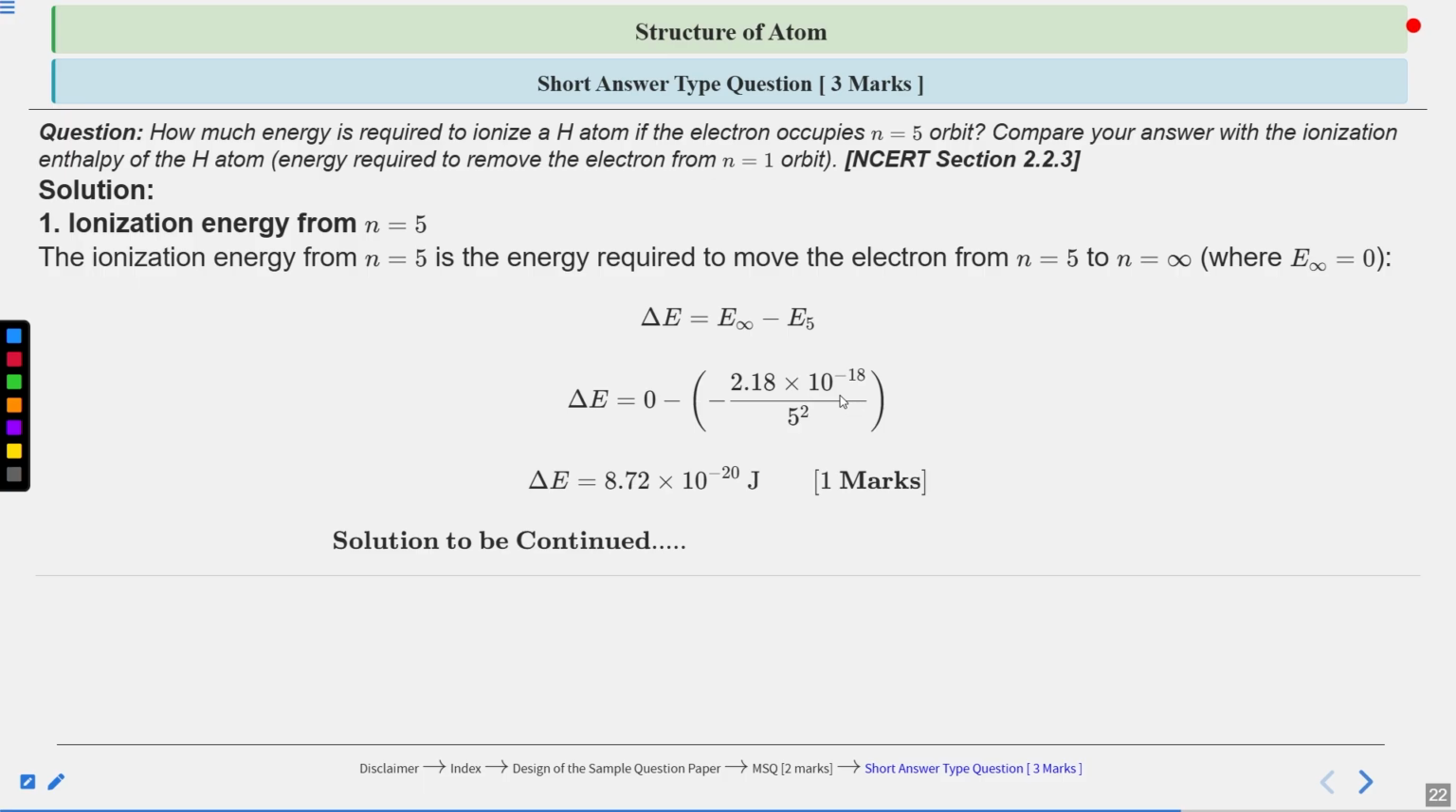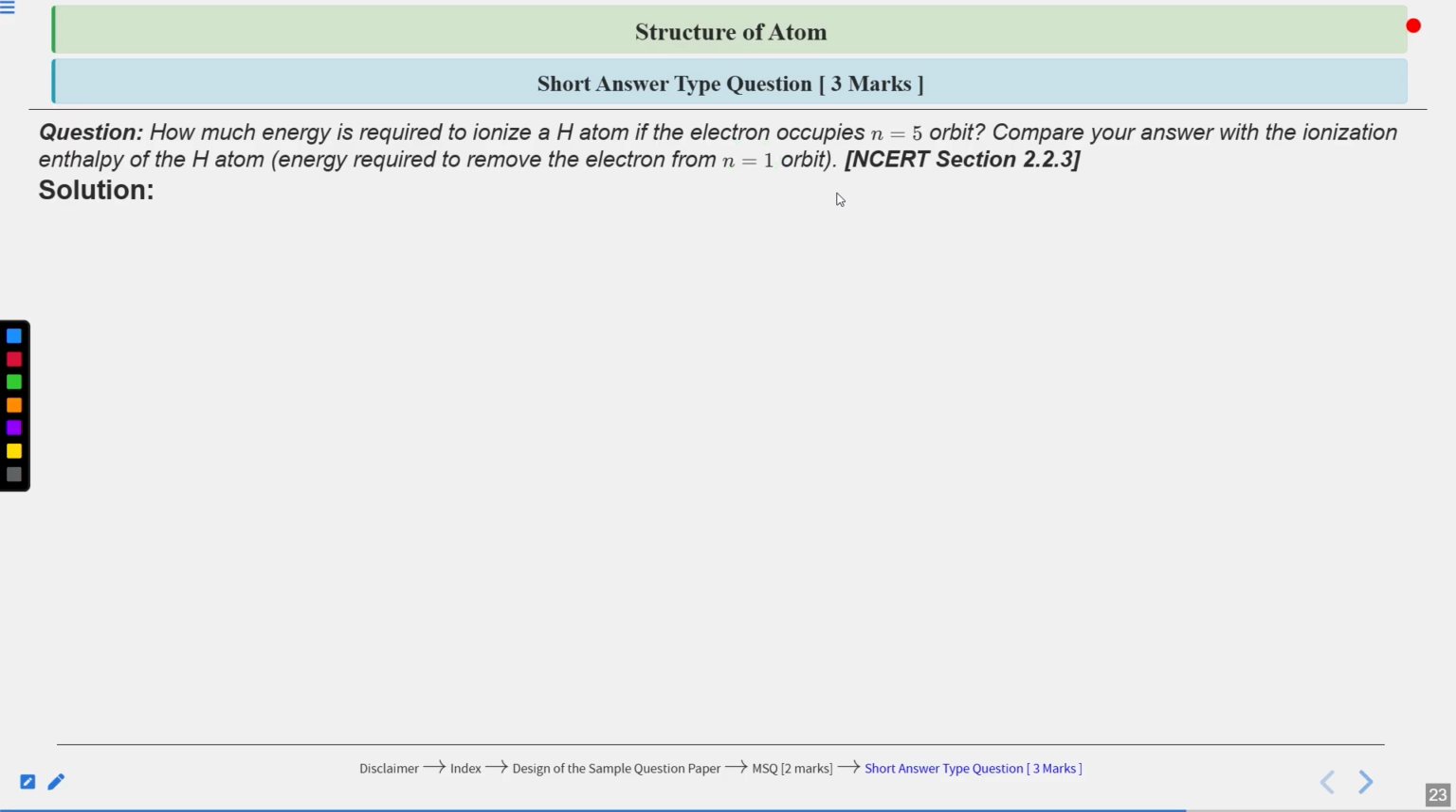What is our next part? It is to calculate the energy that is required to remove an electron from n equals 1 to n equals infinite. So your electron is present at a lower state. And what is that lower state? Of course, it is your ground state where n equals 1.